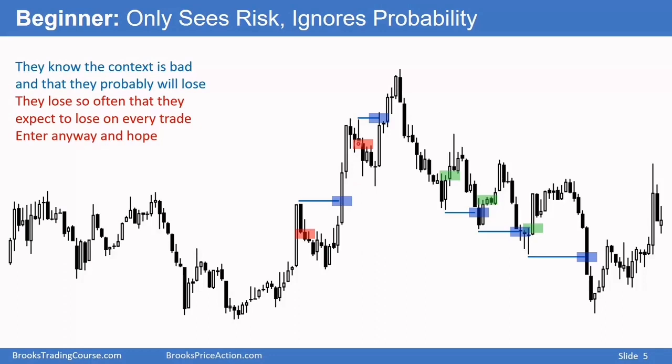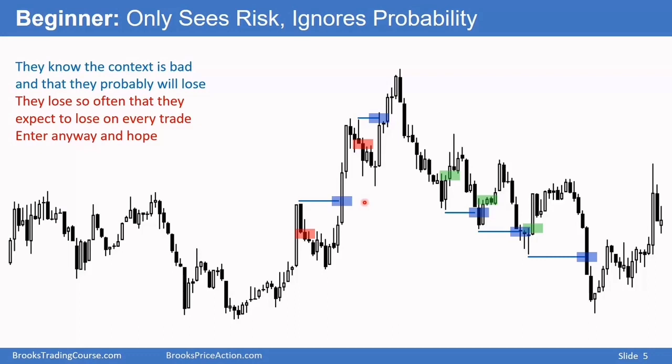The beginner knows this is a bad short. He knows this is a bad buy. He doesn't care. He knows the context is bad, but he's just focusing on one thing, risk. He does not want to risk very much on every trade. At some point, he loses so often that he expects to lose on every trade, yet he feels like he has to trade because that's what traders do. They keep trading.